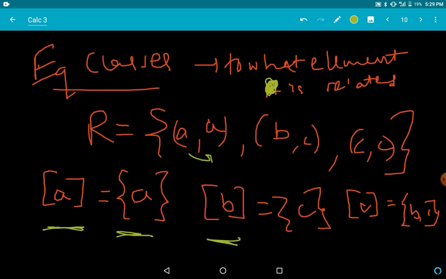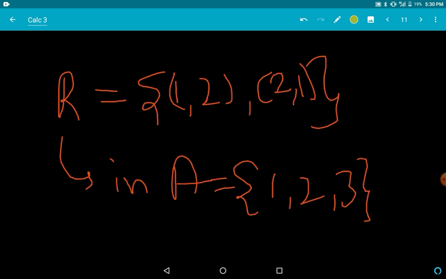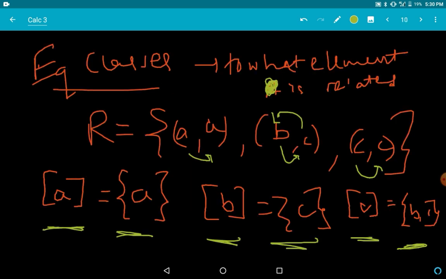Now, if you see B, B is only related to C here. Then you'll see B, C is also related to C, and C is also related to B. So B and C both. Understand equivalence classes? Now, if you don't understand equivalence classes now, it's okay, not a huge problem.